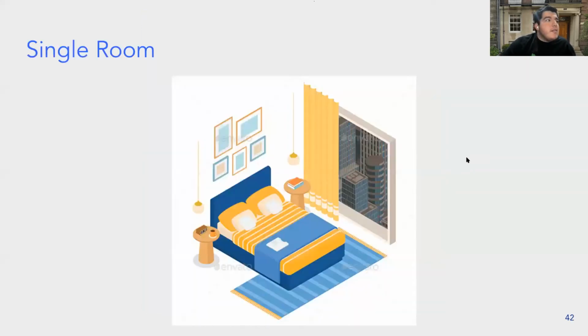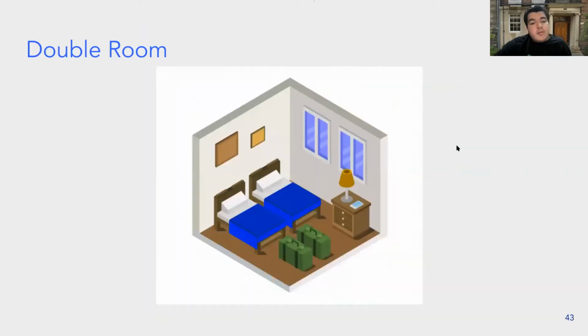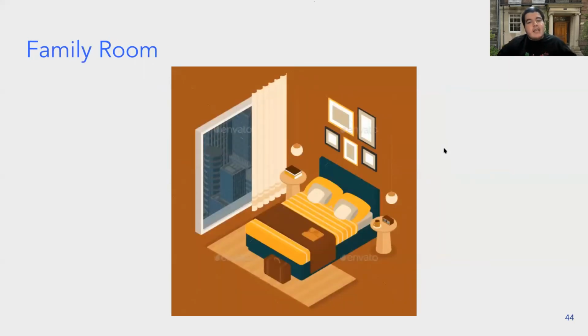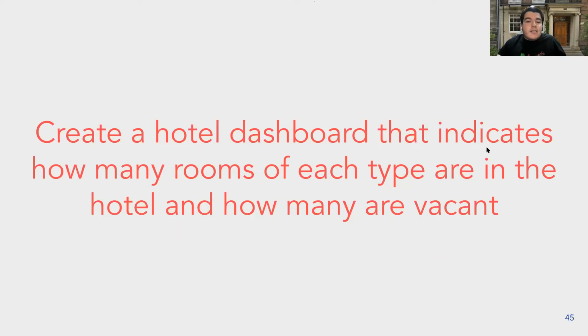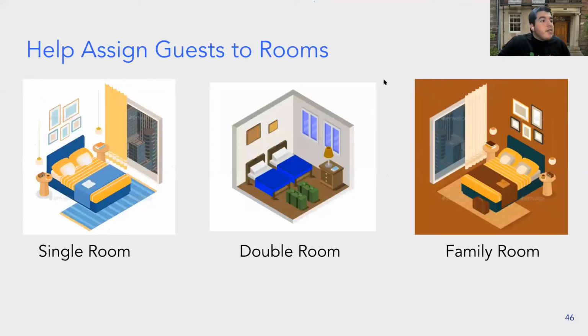There are 3 different room types. The first one is a single room that has 1 bed. Then we have a double room that has 2 beds. And lastly, we have a family room that has multiple beds and rooms to fit more people, right? And your goal is to create a dashboard that indicates how many rooms of each type there are and how many of them are vacant, meaning no one's currently sleeping in them, and we can assign any guest that walks in the door to that room. So here are the 3 room types again.